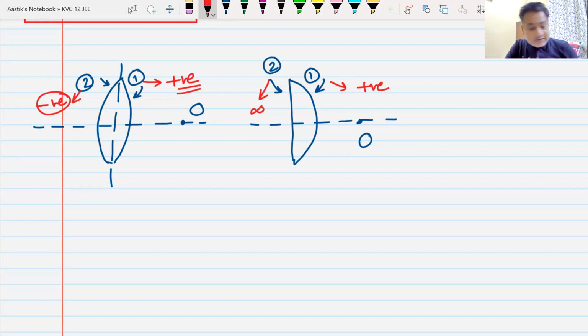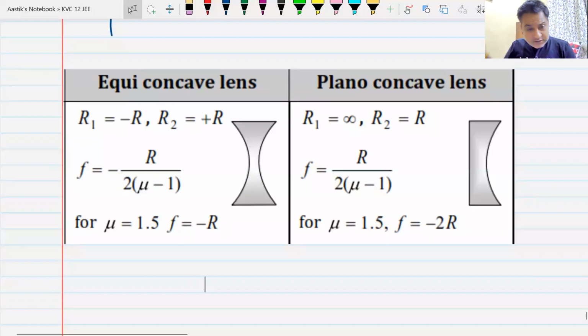Well done, sir. If you understand this, that is the most critical part of this chapter, because we always expect one or two questions coming from this part in the examination hall. And I hope all of you are taking it seriously. I guess so. This is an example of concave lens. The first one is an equiconvex concave lens.